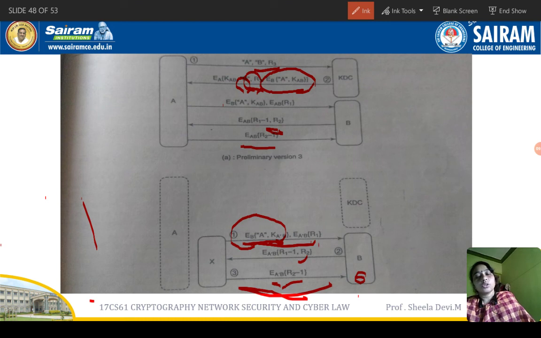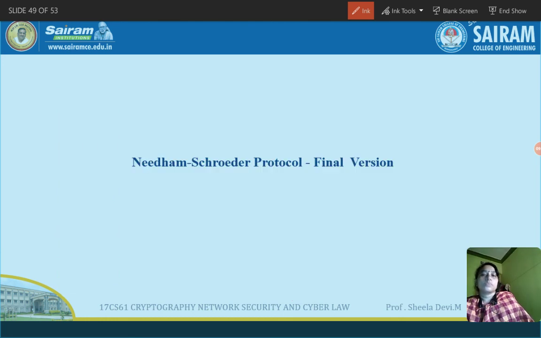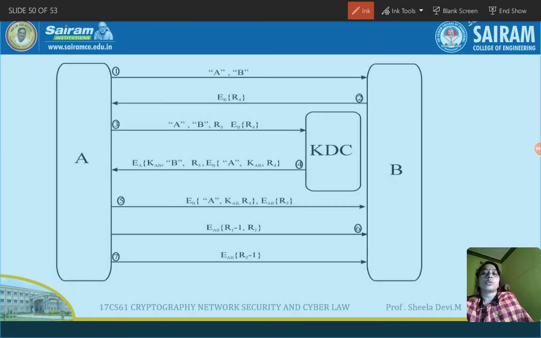Next, in order to avoid this type of attack, they have invented a new version, that is Needham-Schroeder protocol version 3, the final version, which gives a solution to all the problems faced in versions 1, 2 and 3.